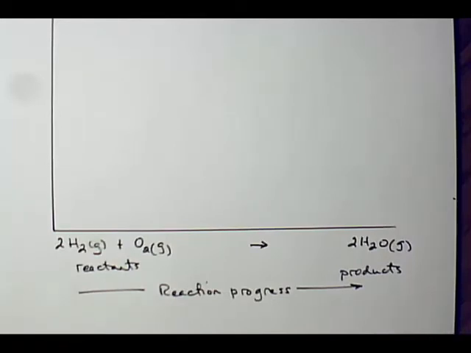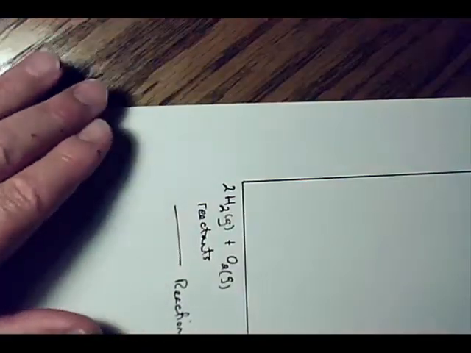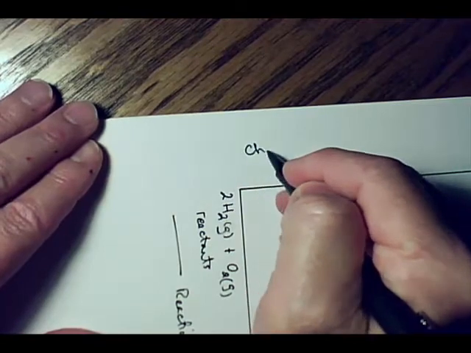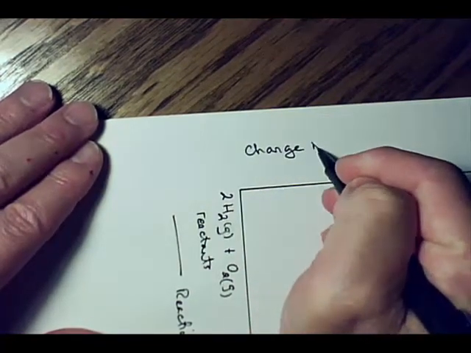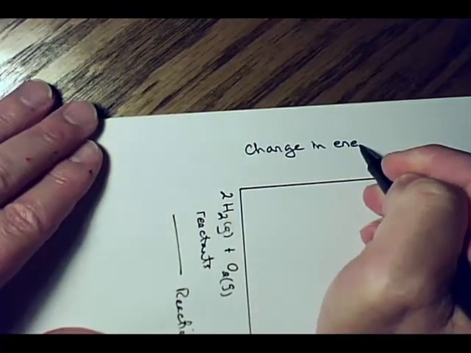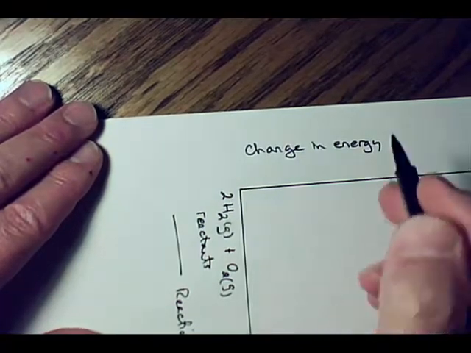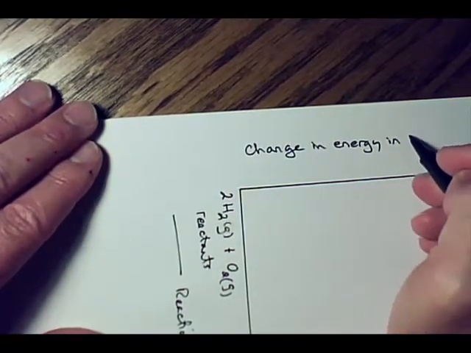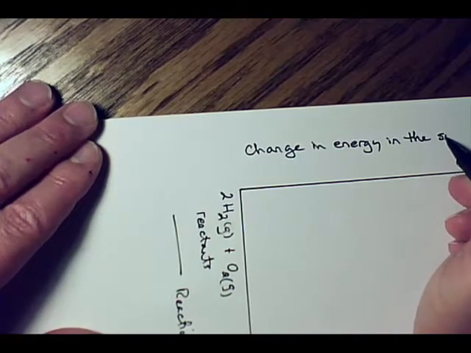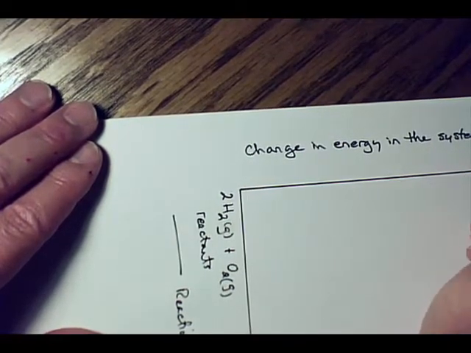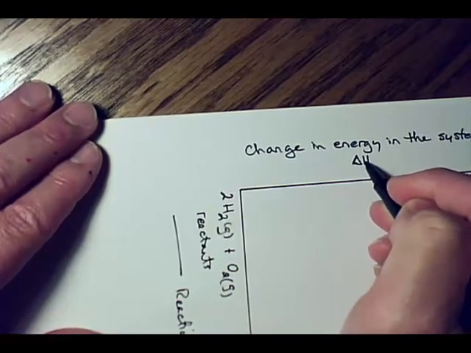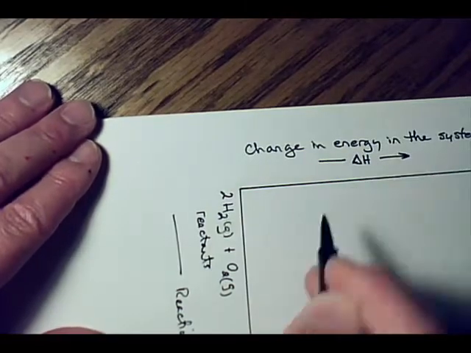This will be a graph? Yep. And so since we're looking at the change in the system, and that symbol is delta H.